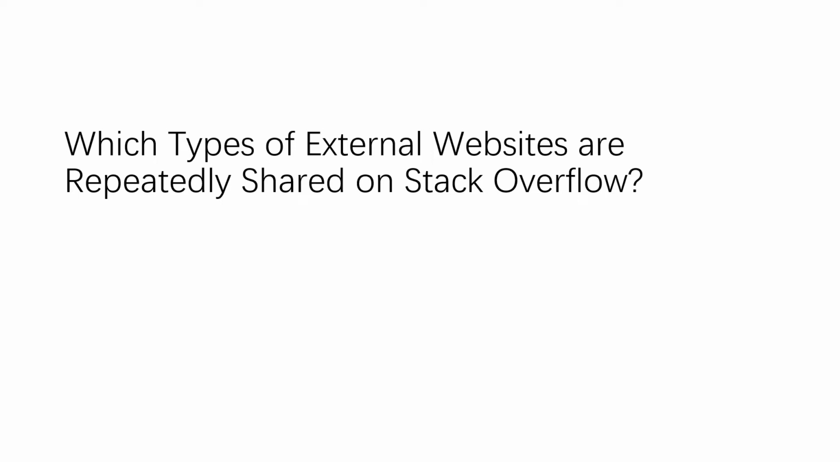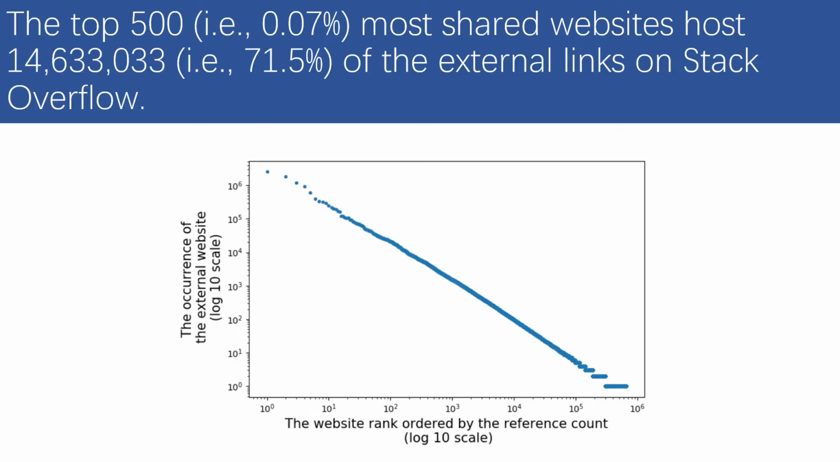To understand how the external links contribute to the crowdsourced knowledge on Stack Overflow, we analyze the types of resources and the types of websites that are repeatedly shared by external links. This figure shows that the occurrences of different external websites conform to the power law distribution. The top 500 most shared websites host more than 70% of the external links on Stack Overflow.